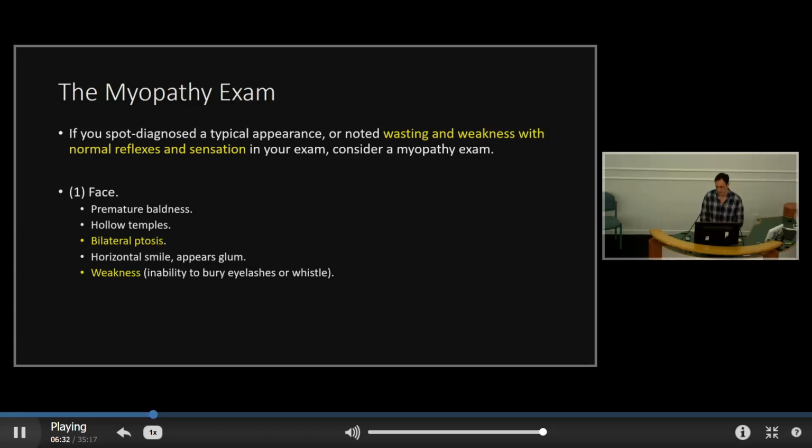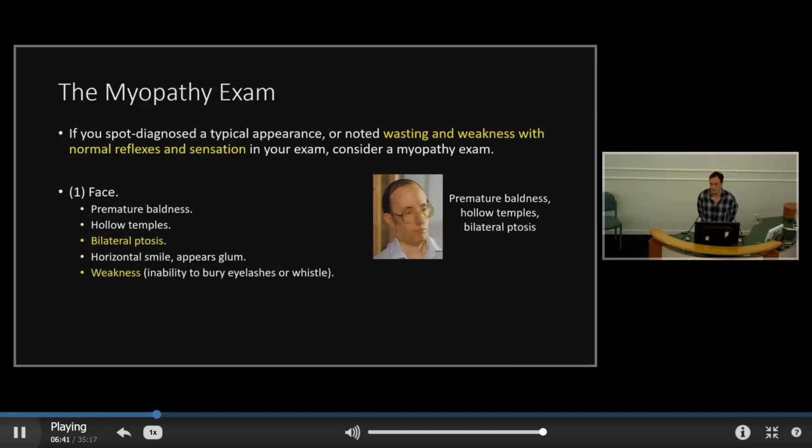And of course, there will be weakness when they try to close their eyelashes. They might complain of getting soap in their eyes in the shower. They might have difficulty whistling. So this would be the typical appearance of a man with a certain form of myopathy. You can see that he's a relatively young man, premature baldness, hollow temples indicating wasting of the muscle in the face, and a bilateral ptosis. If you look carefully, presumably he's trying to open his eyes normally, and they're both sort of half closed. So if you don't think about it, you could miss that, but this points to a very specific type of myopathy, which we'll talk about later in the talk.